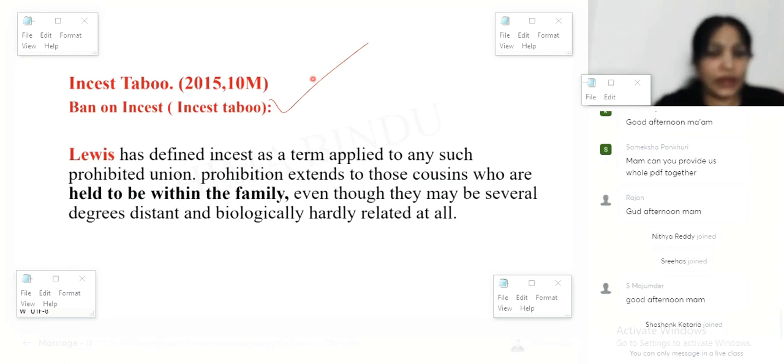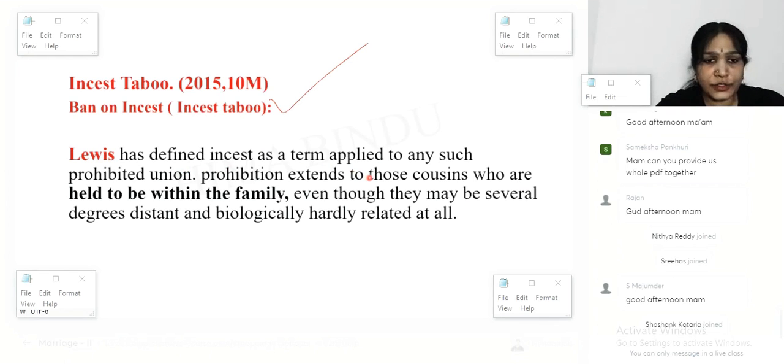Fine. So now we are discussing incest taboo. We understood what incest taboo is. Now look here, let us see the definition. Lewis has defined incest as a term applicable to any such prohibited union. Incest means an unwanted, prohibited union.